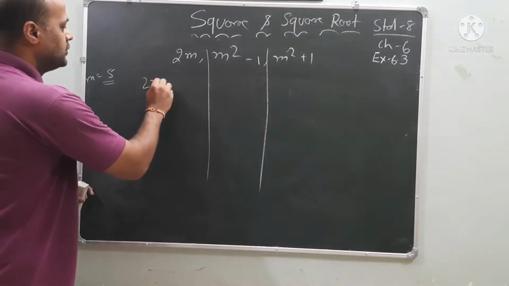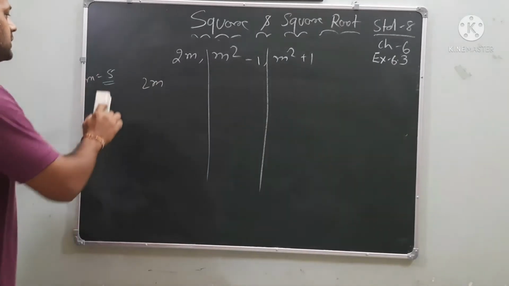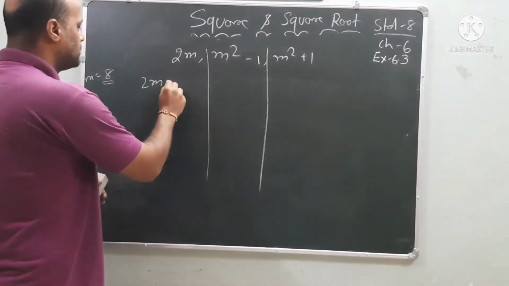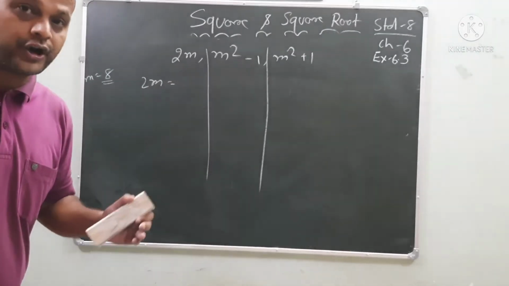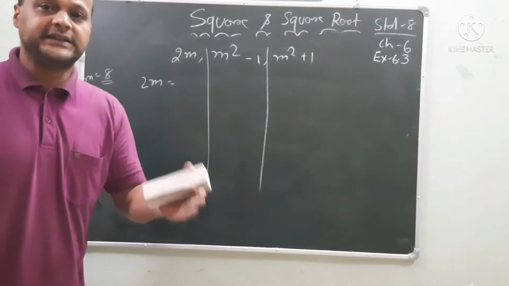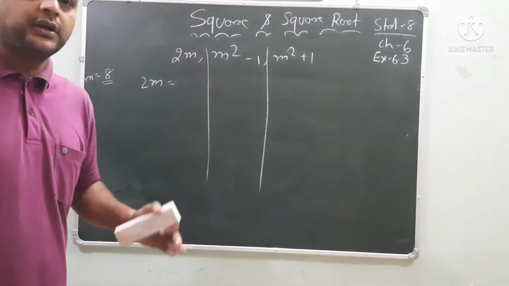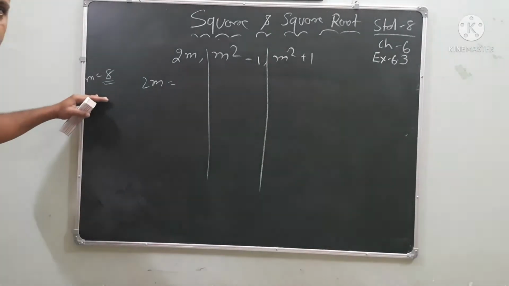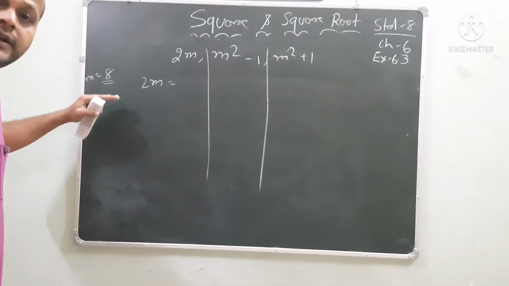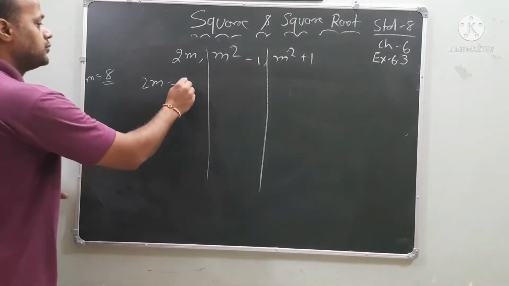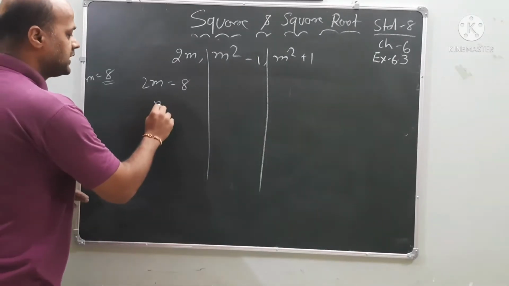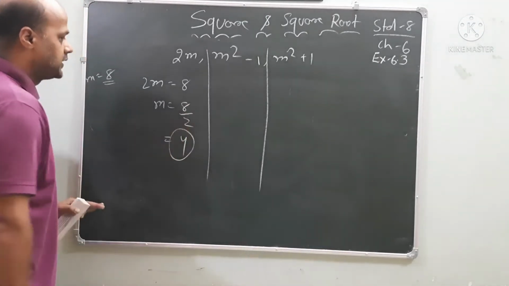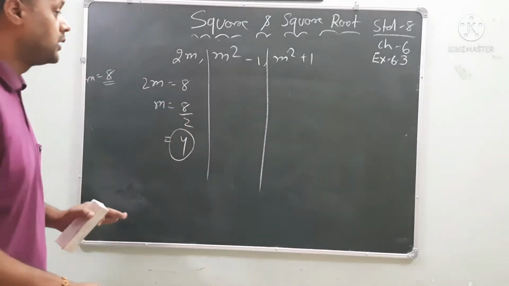2m means 2m. Sorry, it is an odd number, so make it an even number so that it will divide by 2. If I take an odd number, then it will come in decimal form. That's why I am not taking the odd number, I will take the even number. 2m is equal to 8. What is m? 8 by 2, it is 4. So the first triplet number is 8.